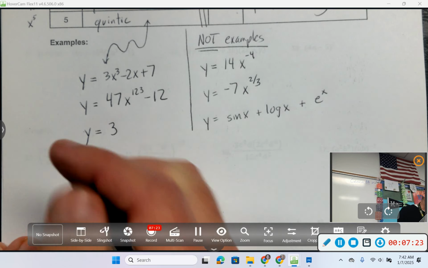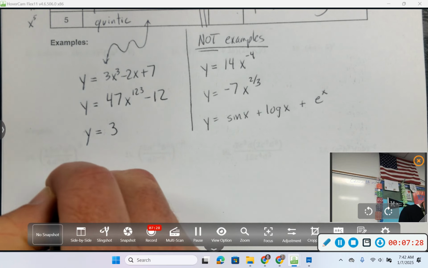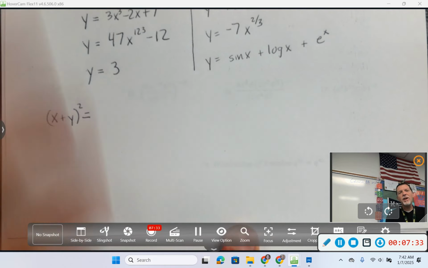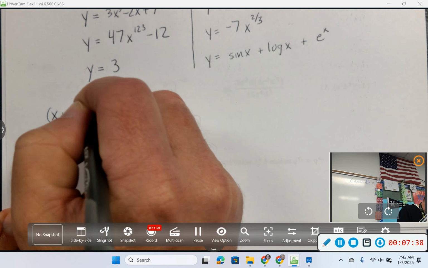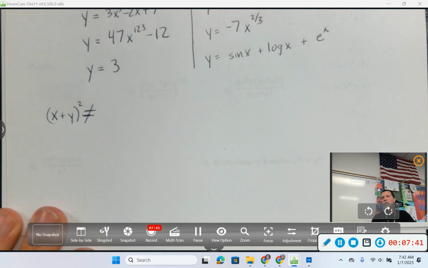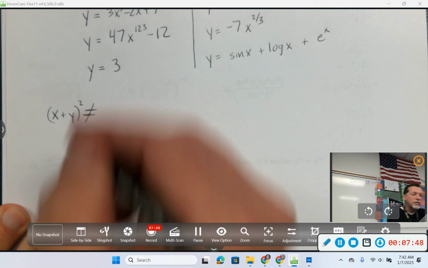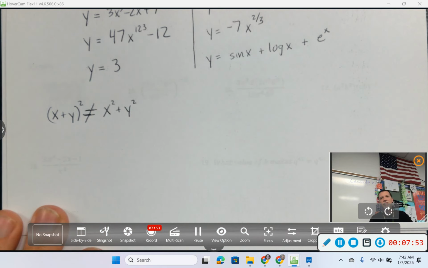The rest of the stuff is pretty much a review of things you've already seen, but things we might need to remind ourselves about. (x plus y) squared. You know what? Let's say what it's not first. What does the uninformed math student think that the square of x plus y is? None of you would ever make this mistake, I hope. Never. But some people think that's x squared plus y squared. You can't. You have to FOIL it.